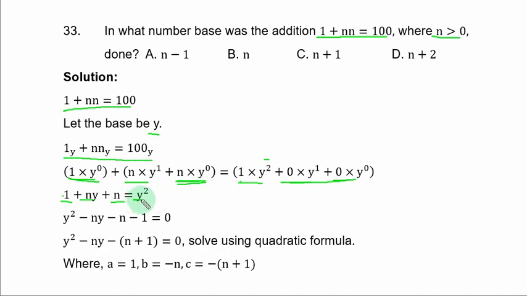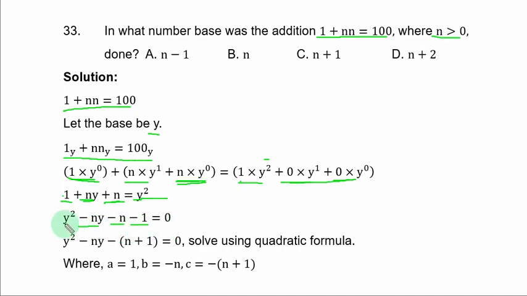You have y squared times 1. That is y squared. All we have there now is a quadratic. To have 0 at the right hand side, let's move everything to the other side. So you have y squared. If you transfer this, it becomes minus ny. Transfer this, minus n. You transfer 1, minus 1, equal to 0.